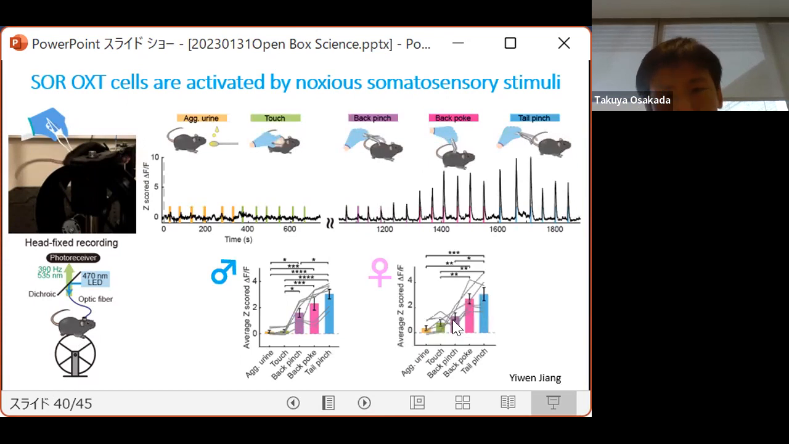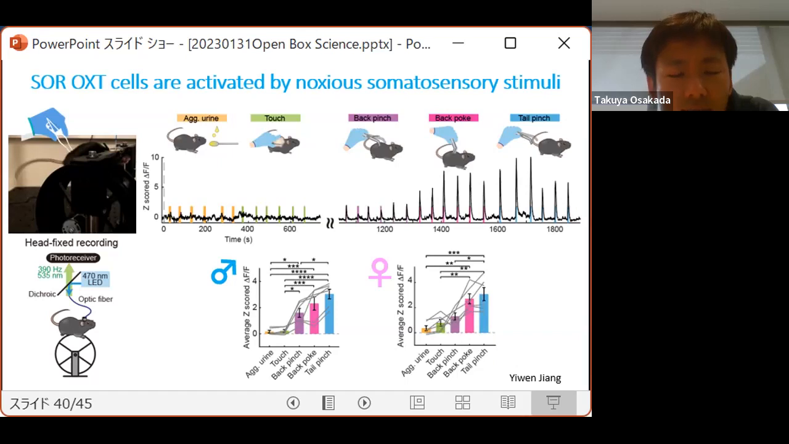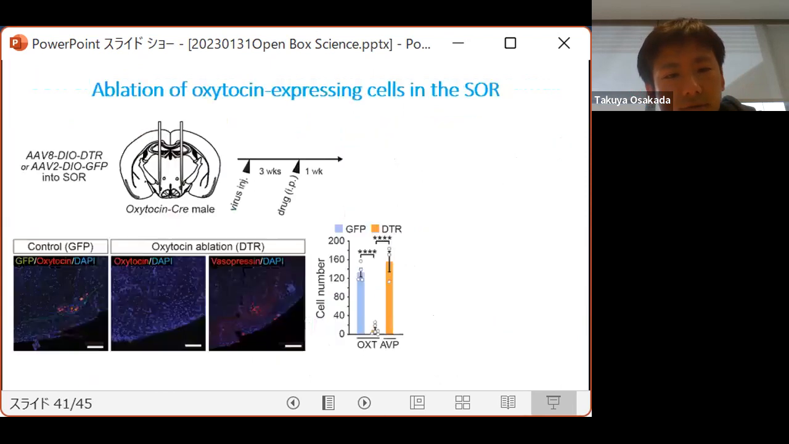The same trend was also observed in female animals. As I showed before, the phenotype and importance of the oxytocin receptor is common between sexes. And here we also wanted to say that the function of the SOR OXT population is also common between both sexes, male and female. Okay, so let's go to the next.